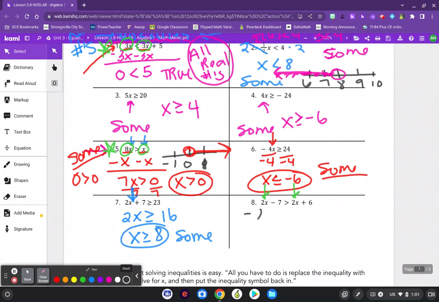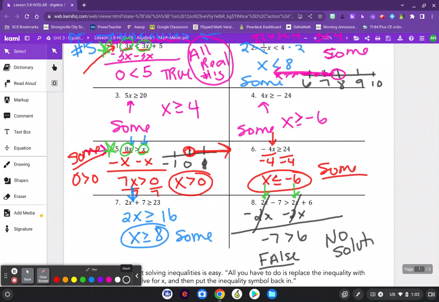So I'm going to subtract 2x on both sides. When I do that, my x terms go away. I have -7 is greater than, and these x terms go away. So -7 is greater than 6. That is not true. I have no more x's to isolate, and I have a false statement. And so there are no values of x, or no solution. There are no values of x that are going to make this statement true.